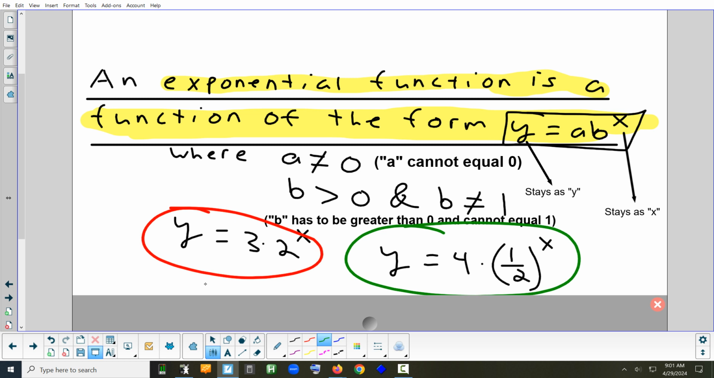All right, so notice what stayed the same. The y stays as y. The x stays as x. Those two things never change in the final answer. The only things that change are the a and the b.